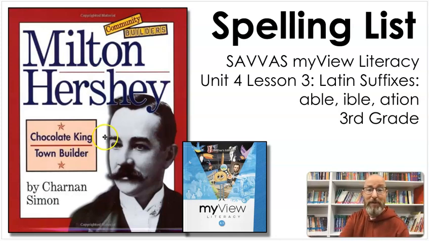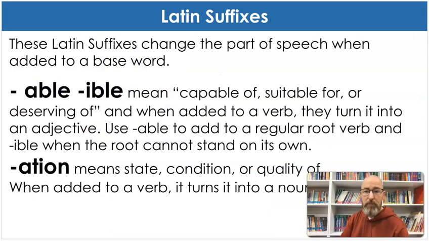If your story this week is Milton Hershey, which makes you want some chocolate, I know, you're in the right place. So let's look at what these suffixes are. When do we use them? How do we use them? These Latin suffixes change the part of speech. Now think about the parts of speech. We have nouns, adjectives, adverbs, verbs. These actually change the part of speech. So able and ible change a verb into an adjective.